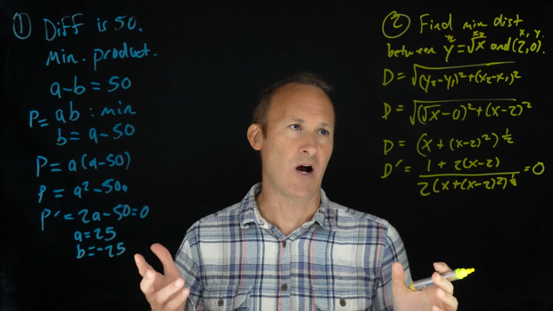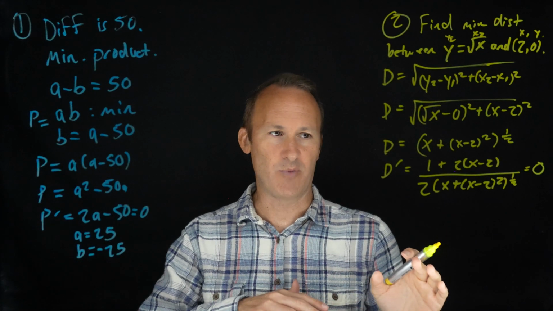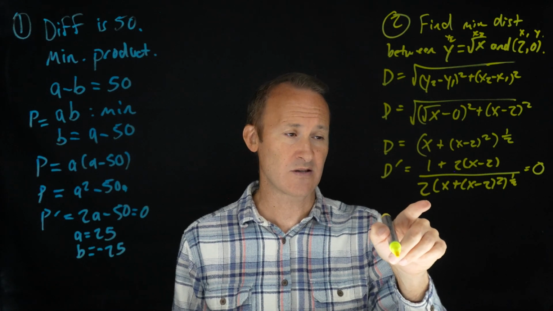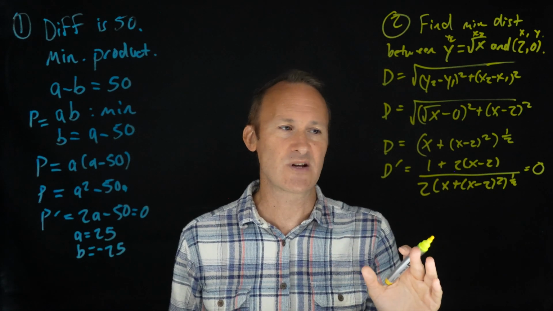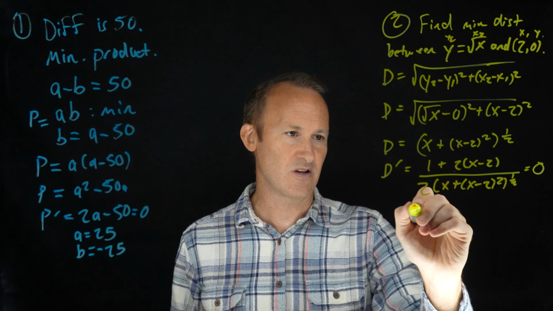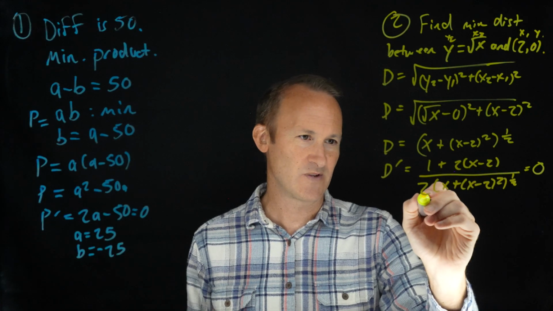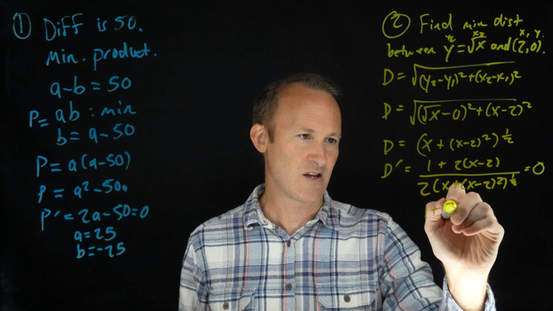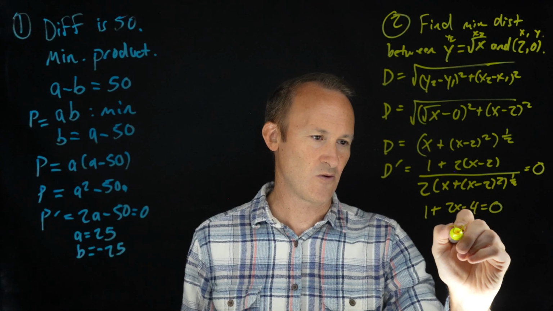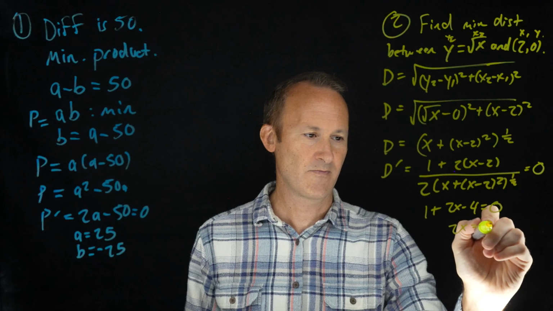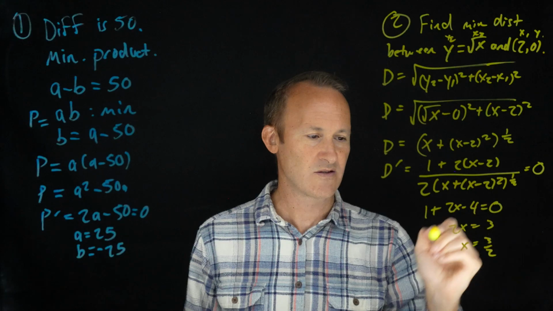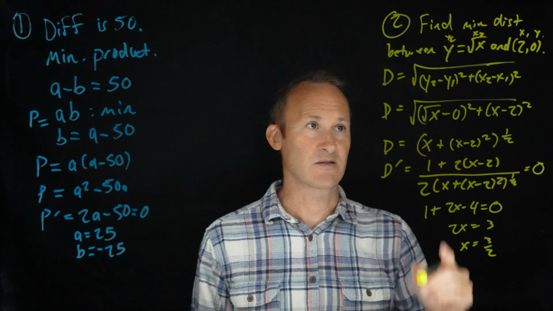Now, in the context of these problems, minimum, maximum, if there's only one critical point, you can often assume it is the one that you are looking for. When you are solving problems like this and you have a fraction, the denominator doesn't matter. It's only going to be 0 when the numerator is 0. So what we're solving for here is 1 plus 2x minus 4 equals 0. If we move that over, we get 2x equals 3, or x equals 3/2. And so that should minimize the distance between the curve and the point.